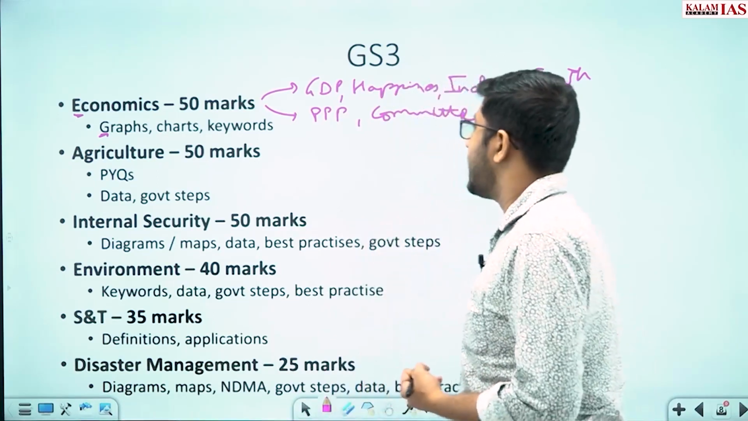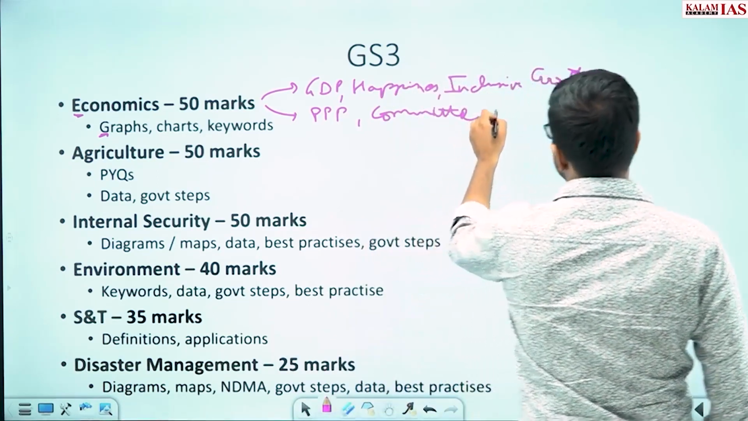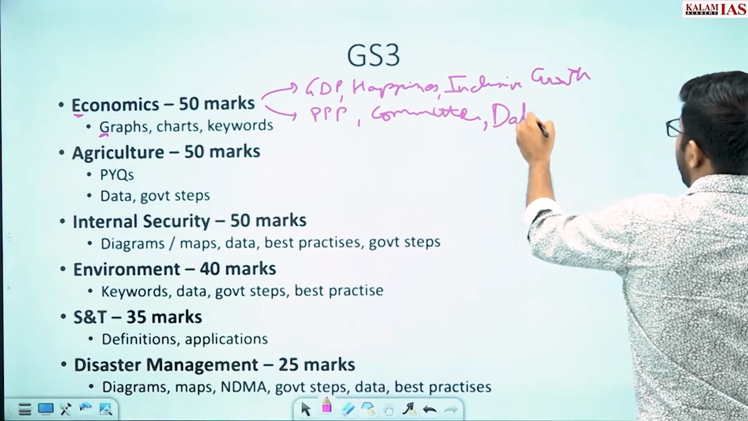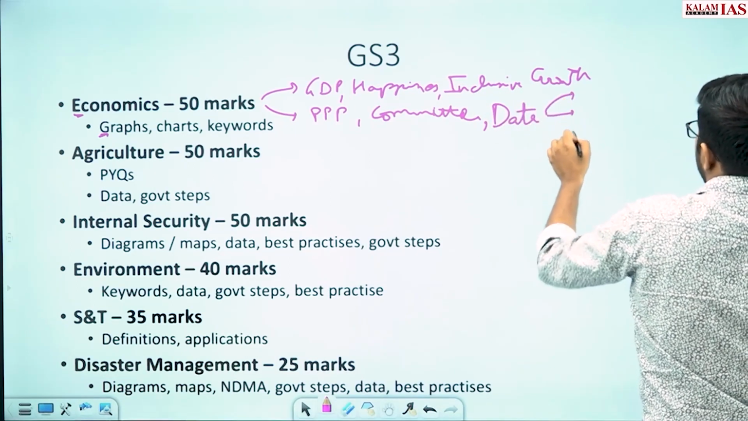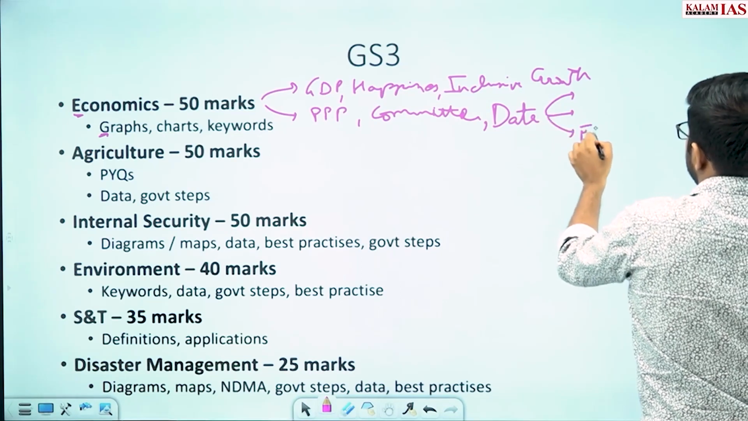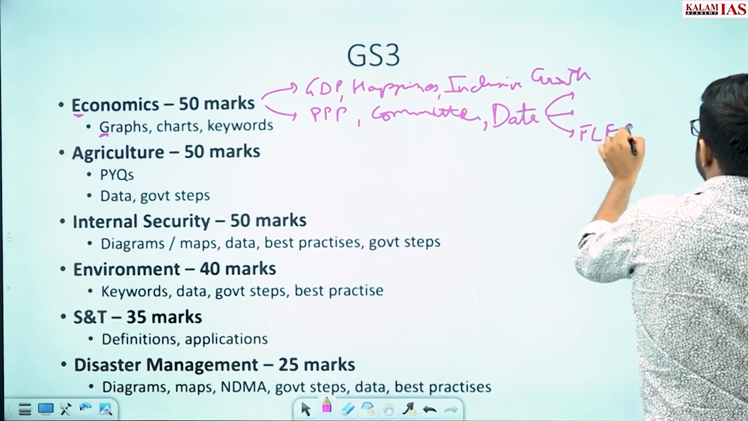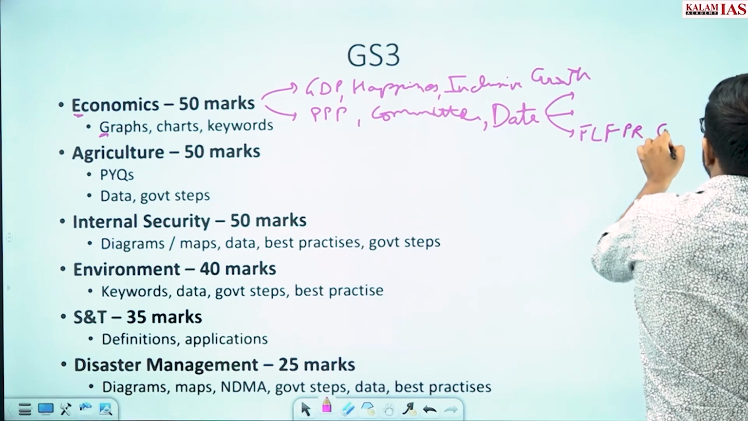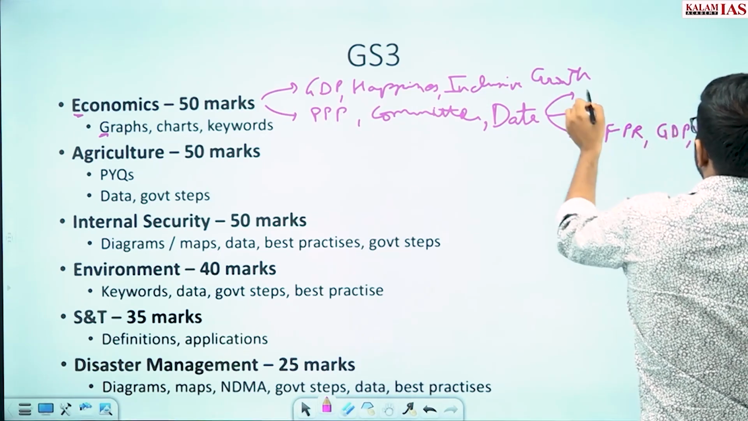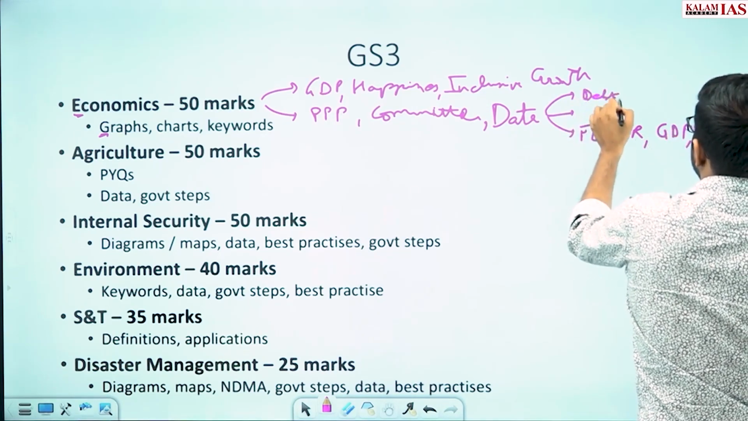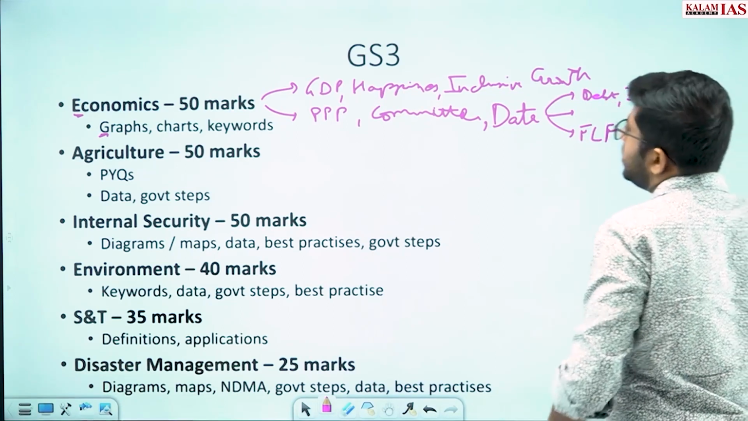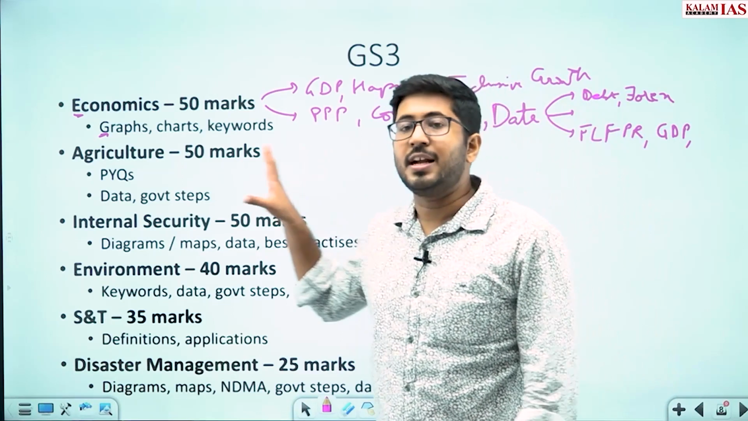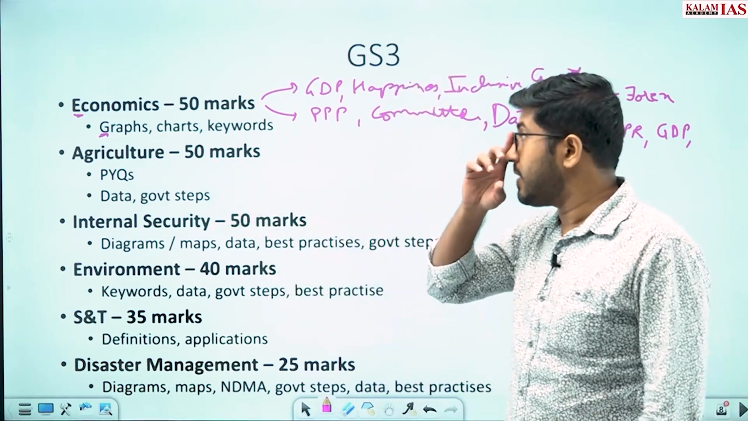And another important thing is data. Data facts are very important. You should know GDP growth rate, unemployment rate, female FLFPR, female labor force participation rate, or the debt to GDP ratio, debt of India, forex reserves of India. So these all macroeconomic indicators should be on your tips, so that you can write these in your answers and add value to it.